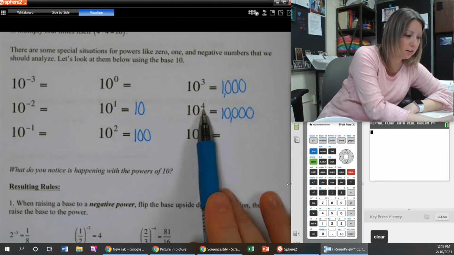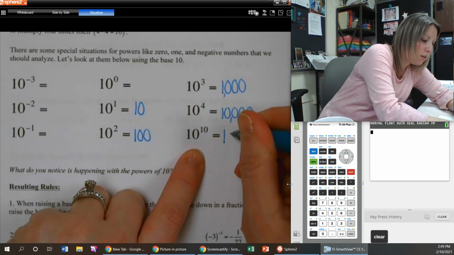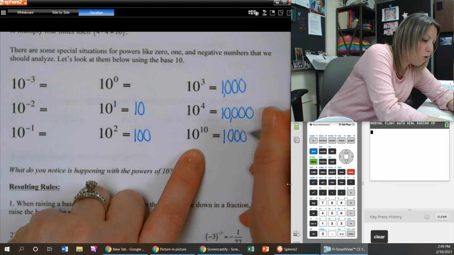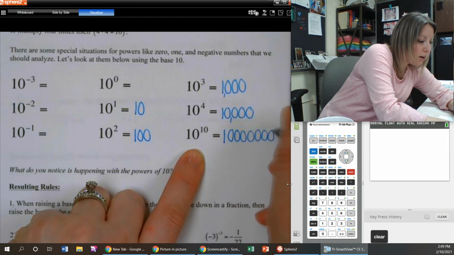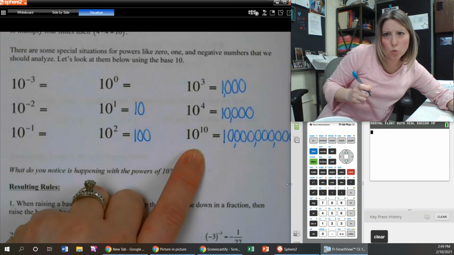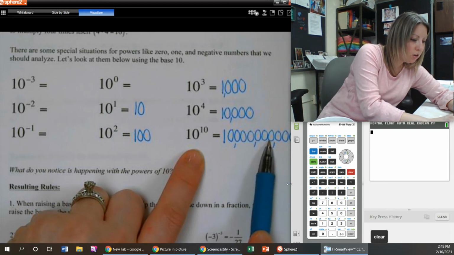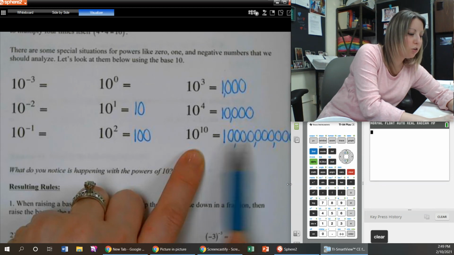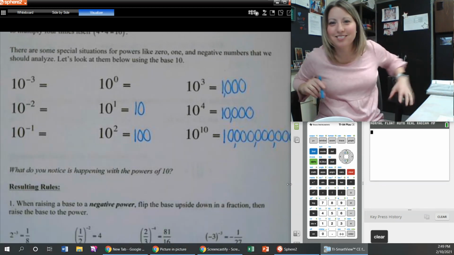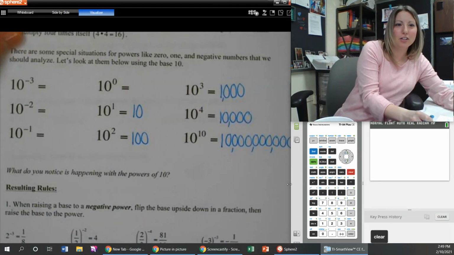Oh, fancy. So what's 10 to the 10th? How many zeros should I put behind my 1? 1, 2, 3, 4, 5, 6, 7, 8, 9, 10. Woo! All right. Thousands, millions, billions, trillions, 10 trillion. 10 trillion. Whew. There you have it.